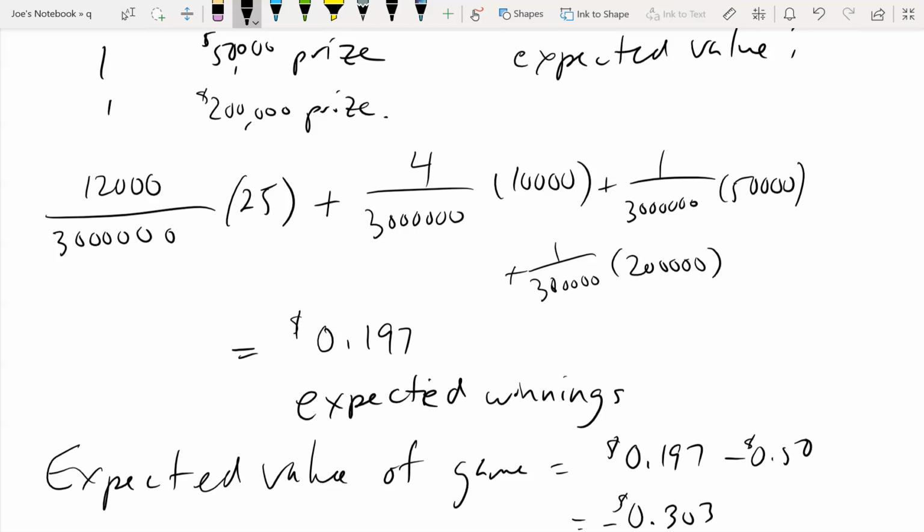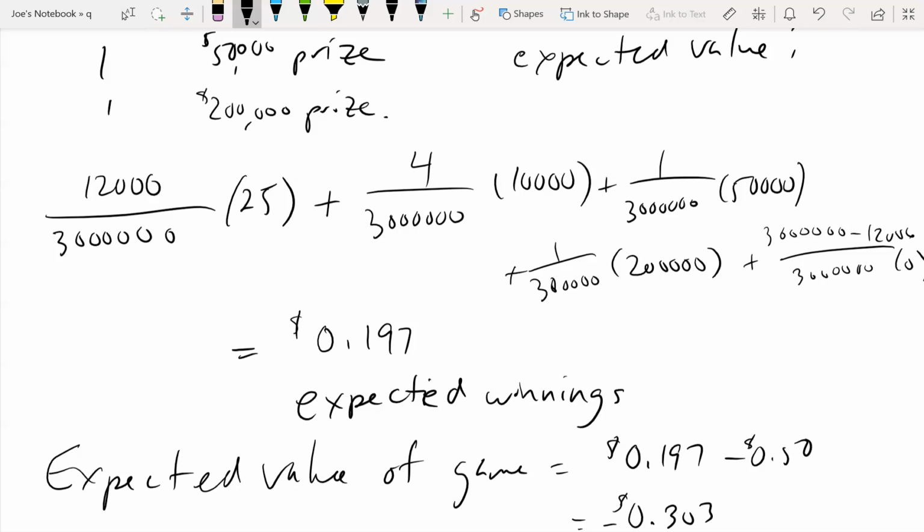This keeps the lottery in business. What about the rest of the tickets? What do you mean about the rest, subtract those off? So that was what I was mentioning to Katie. Over here, I would have a 3 million minus the 12,006 over 3 million times 0. That's in the expected value. Yeah, because I don't make anything off of those.